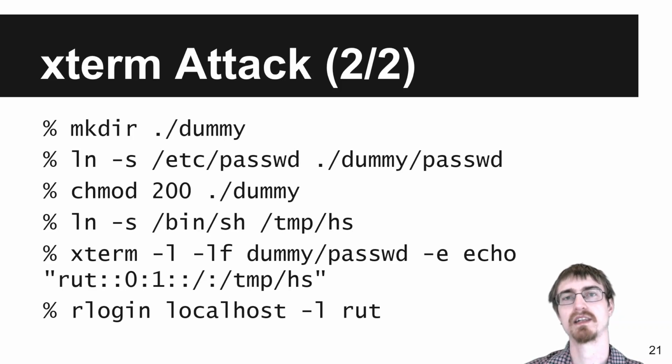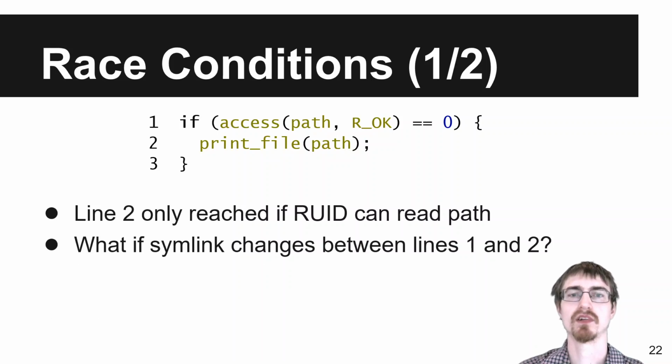Now this line creates an alternative root user. So afterwards, we can use rlogin to log in as root, and we have completely broken access control to the system. So I mentioned access was insecure.